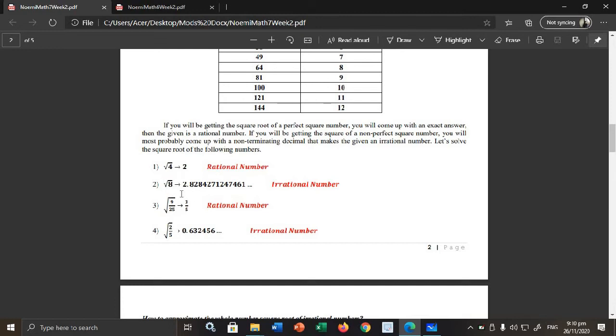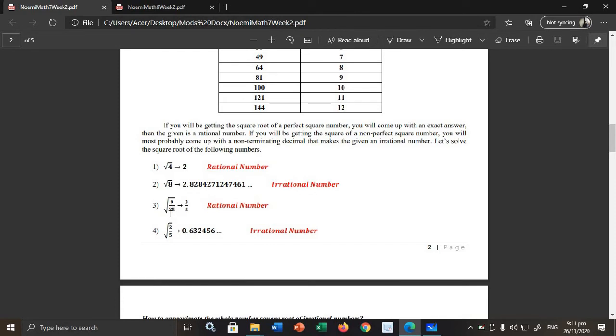Next one, square root of 8. And then, you will come up with this value, no? Non-repeating and non-terminating decimal numbers. Therefore, square root of 8 is an irrational number.